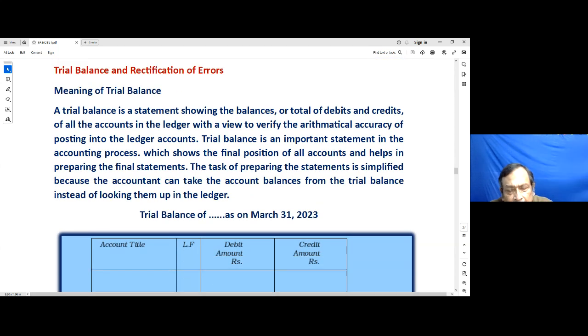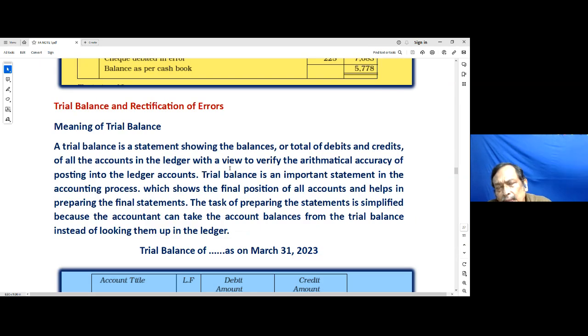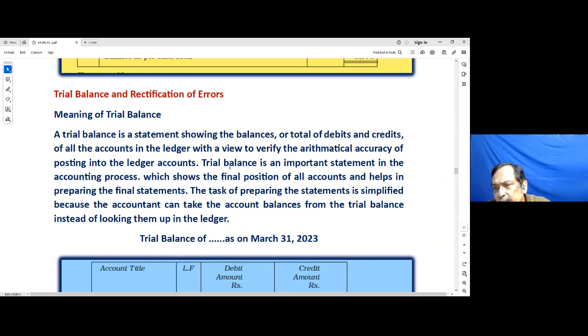Now I'm just looking if you have any question on this bank reconciliation statement. Okay, no question. So next we are coming to trial balance, and then we'll be discussing rectification of errors.